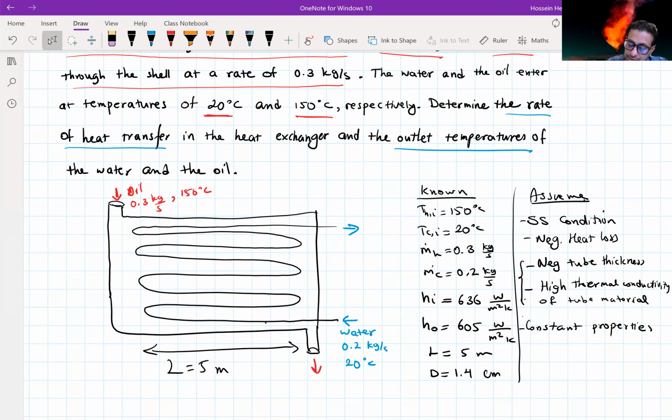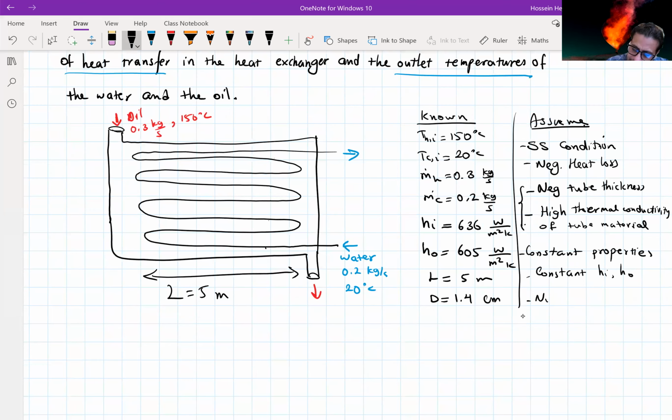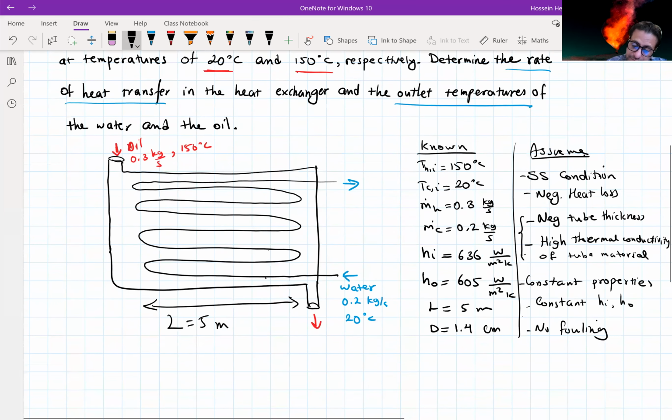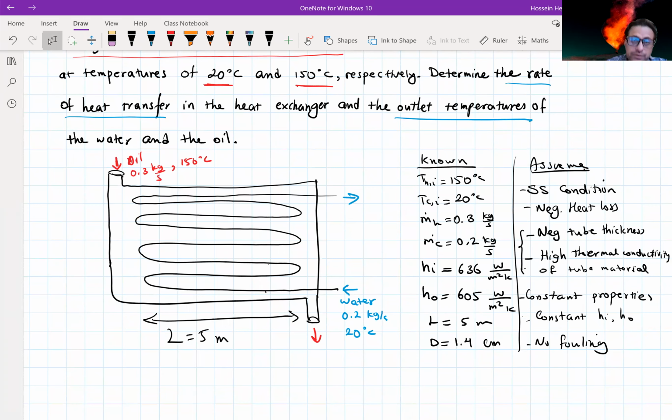And constant, let's assume constant HI and HO. And of course, there is really no fouling here as reported. So this is the heat exchanger. These are all the assumptions that we are going to make, and these are the known values that we have. And let's assume we can read the properties at the temperatures that we have.